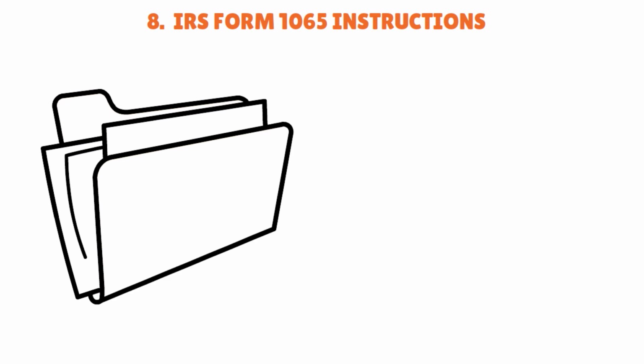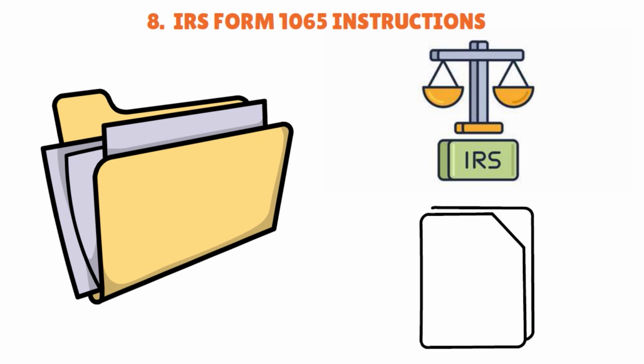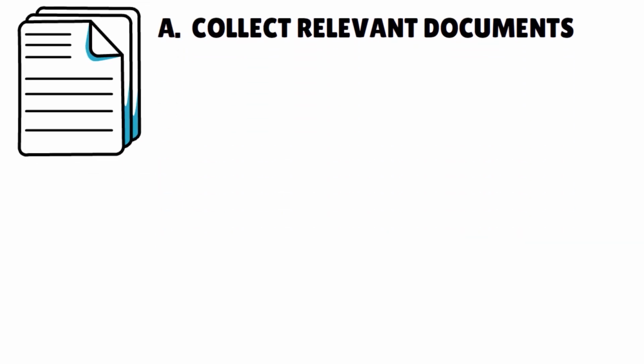And let me talk to you a little bit also about the IRS Form 1065 instructions. So if you're wondering how to file a Form 1065, you are not alone. But the IRS has made the form very easy in the last few years, and I'm going to really break it down for you here. So the first thing you need to do is collect relevant documents. I'm talking here about very important financial and tax documents.